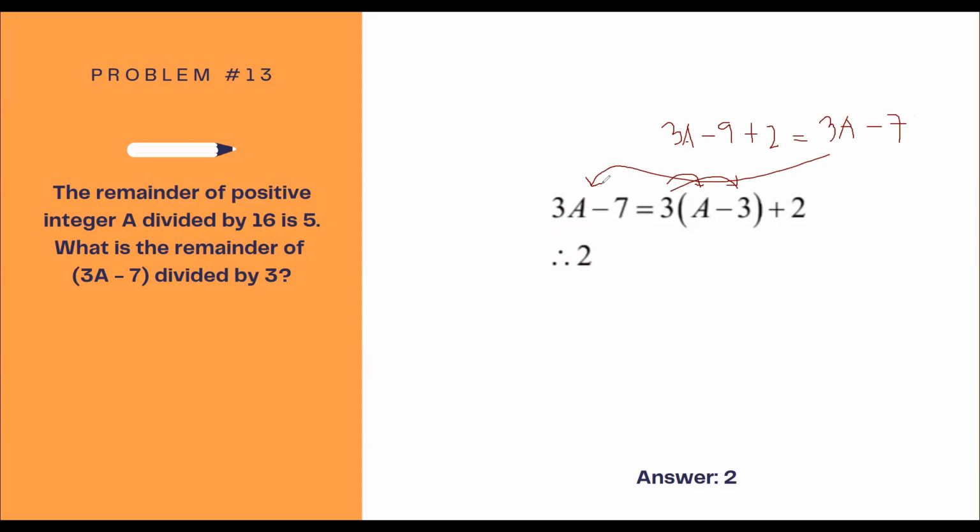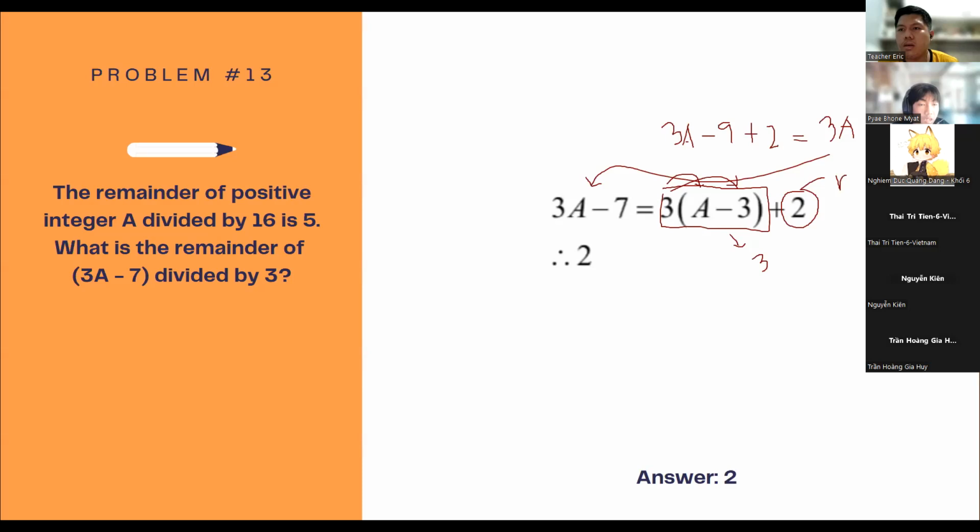So if we have this one, it means this number is divisible by 3, since we multiply it by 3. But since we're looking for the remainder, after we rewrite this we have an extra plus 2, meaning this will be the remainder. So are we clear on that? Did I answer your question? Yes, teacher, I understand. Thank you. You're welcome.